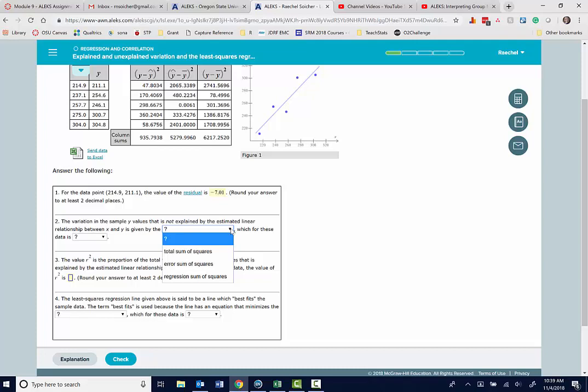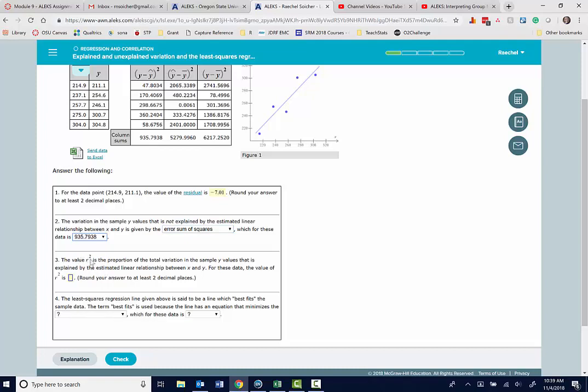So in this case, the variation in the sample y that is explained by the linear relationship is the regression sum of squares. And so before we marked that that was our middle column in the table of calculations. So the variation that's not explained by the linear relationship between x and y has to be then the error sum of squares. And for our data, we already discussed, this is 935.7938.